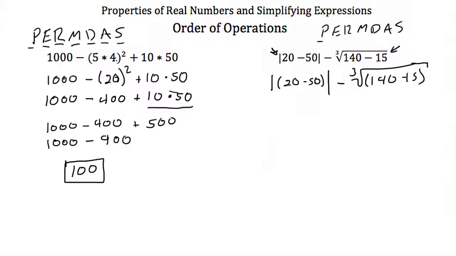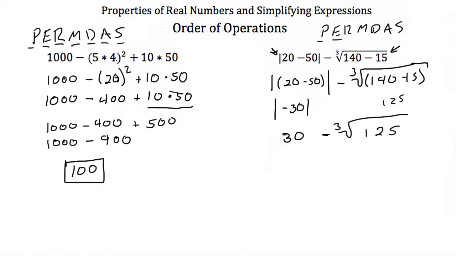So 20 minus 50 is a negative 30, and that's in the absolute value sign. So the absolute value of negative 30 is a positive 30. And we're going to subtract the cube root of 140 minus 15. Well, that's 125. So the cube root of 125. So now we're done with our grouping terms.